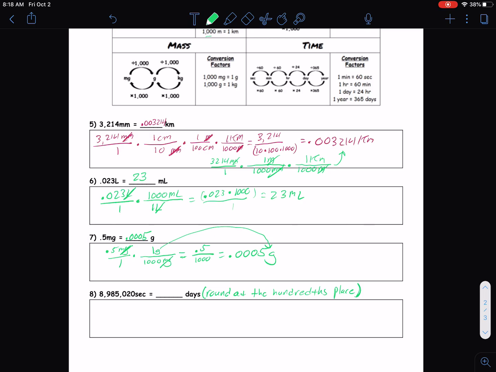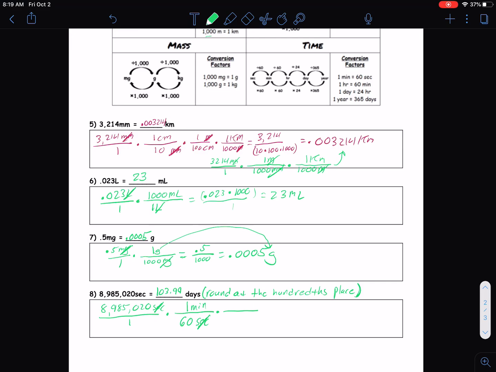So the correct answer would come out to be 103.99 days. And you're going to get that by taking 8,985,020 seconds. You're multiplying by your conversion factor of 1. Seconds to days, we're going from a smaller unit to a bigger unit. We're going to be dividing. Silly babies dancing. We can't convert seconds directly into days, but we can turn seconds into minutes. So you get 60 seconds equals 1 minute. Seconds is in the denominator because we have to cancel with the other seconds.